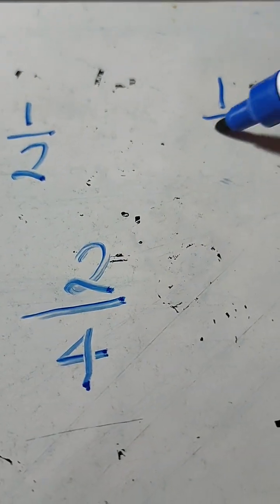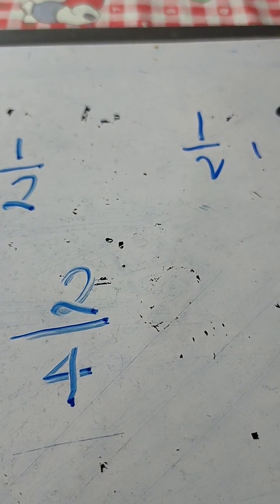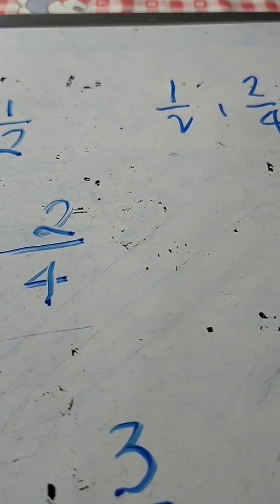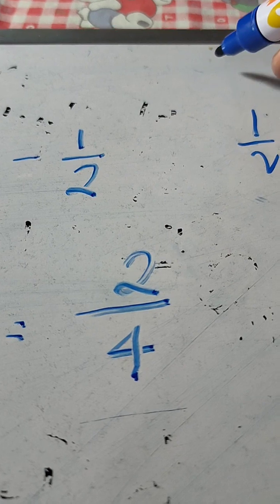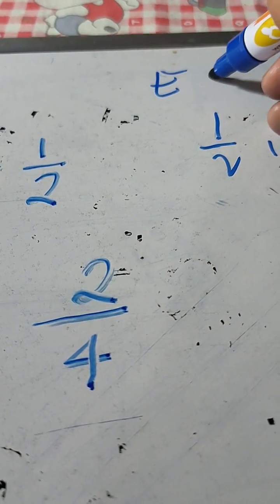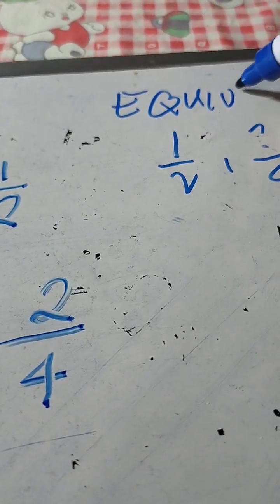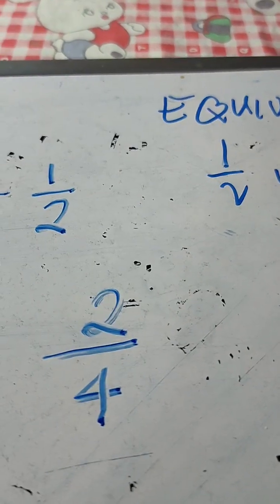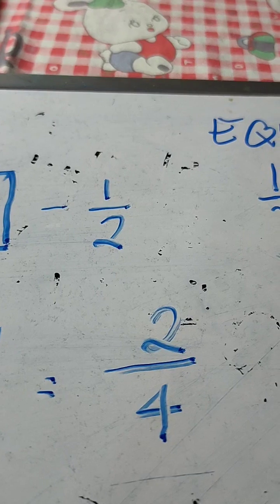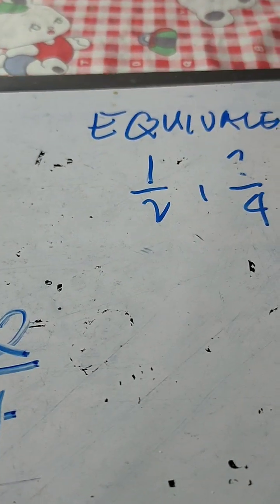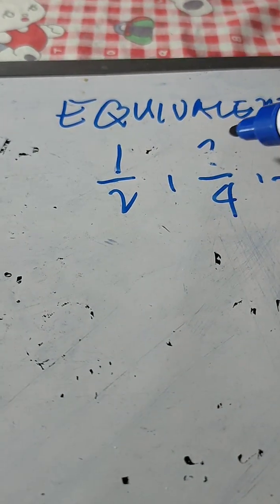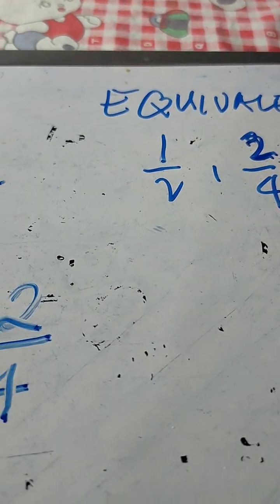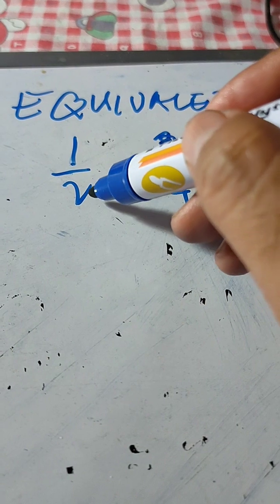So 1/2, and we have 2/4, and we have 3/6. These are equivalent fractions. So, we call them equivalent fractions. Now, how do you know that they are equivalent fractions? Equivalent fractions because when you reduce these two other fractions, they will reduce to 1/2.